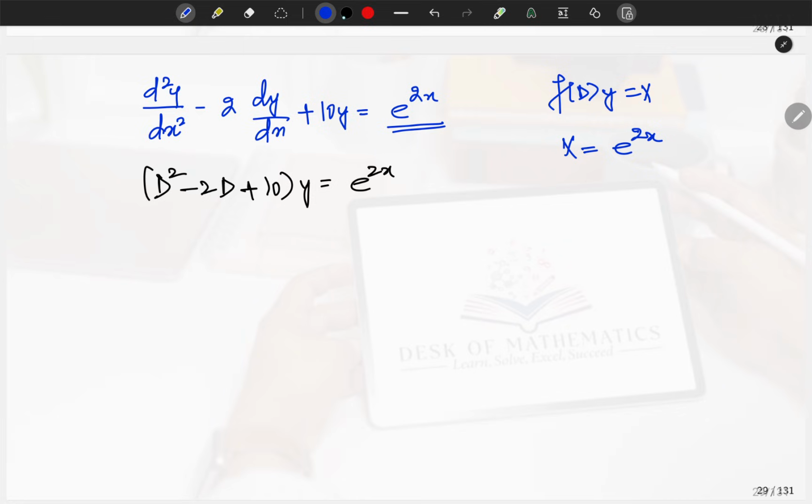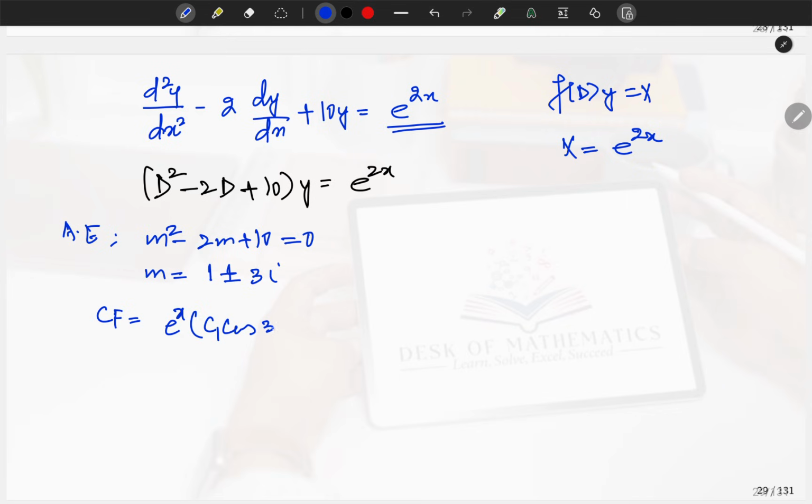So first solve it by the complementary function. You have to find the auxiliary equation, that is m square minus 2m plus 10 is equal to 0. By the quadratic formula, you will check its roots will be 1 plus minus 3i. That means it is complex, so the complementary function will be e raised to the power alpha, where alpha is your real part, that is 1x, so that's e raised to the power x, c1 cos of 3x plus c2 sine of 3x. So this is your complementary function.